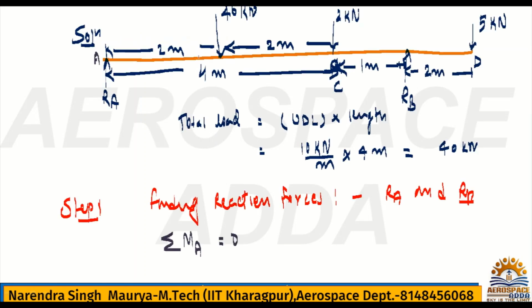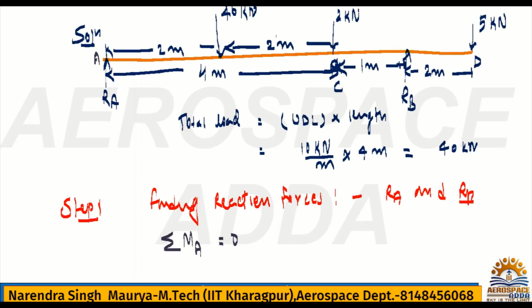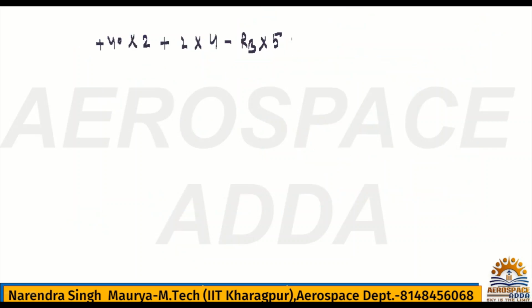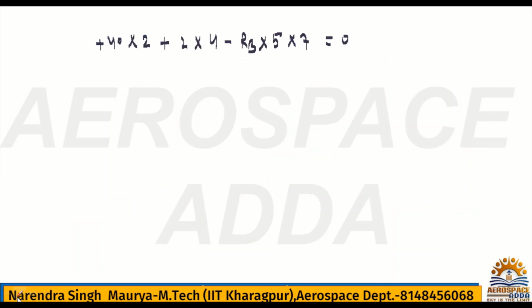Then RB, which is going in the upward direction, will give an anti-clockwise moment, and the total distance will be 4 plus 1, that is 5. So minus RB into 5. The 5 kilonewton will also give a clockwise moment about A, with perpendicular distance 4 plus 1 plus 2, 7. So it is 5 into 7, equal to 0. Wait, RB into 5. Sorry, we just correct this.